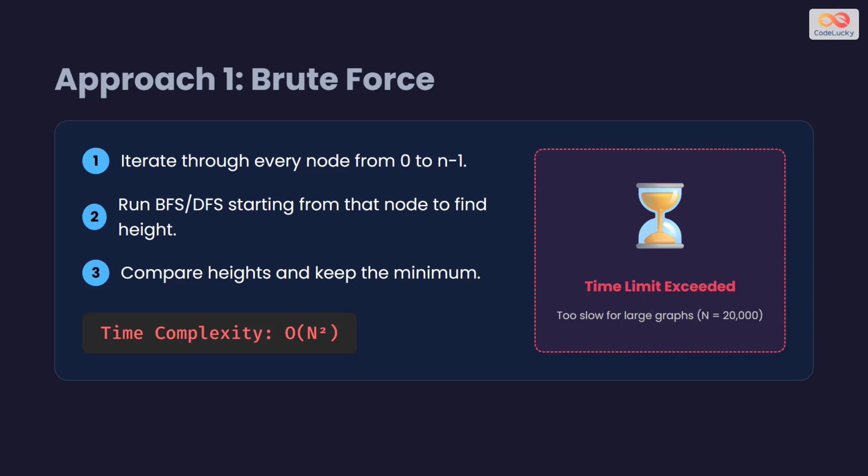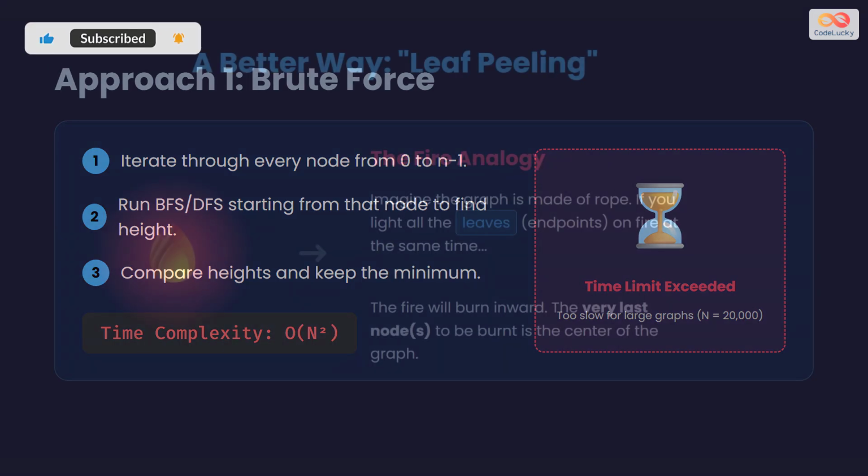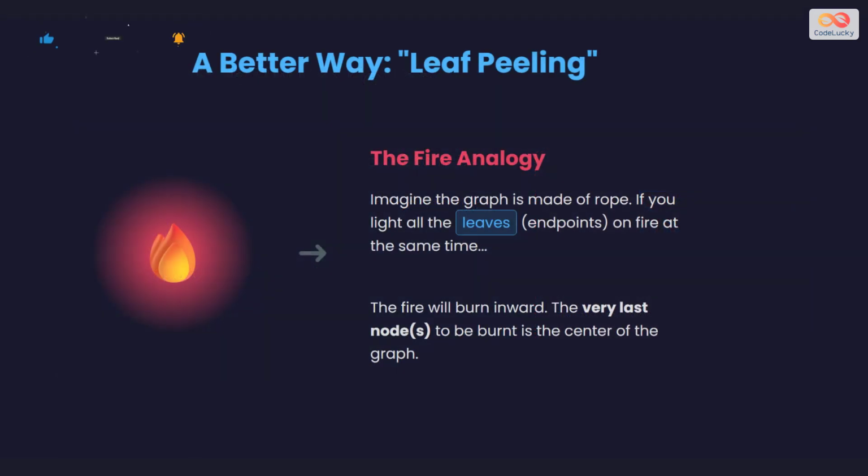The intuitive approach is to just try everything. We could loop through every single node, pretend it is the root, and run a breadth-first search to calculate the height. Then we just pick the smallest one. However, calculating height takes O(n) time. Doing this for n nodes gives us a complexity of O(n^2). For large graphs, this will be too slow. We need a faster way.